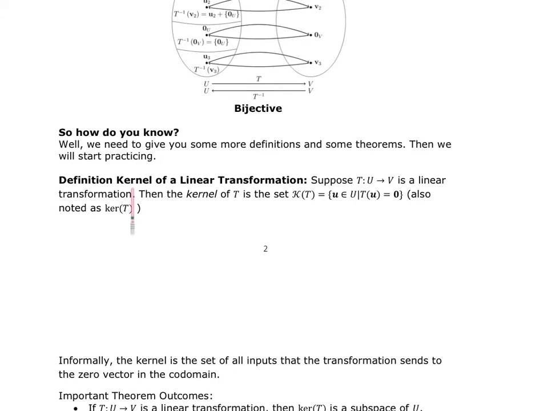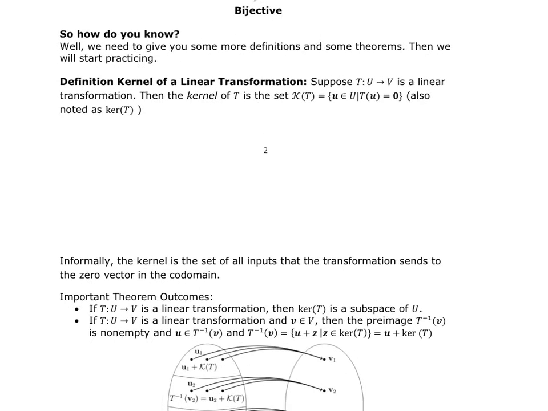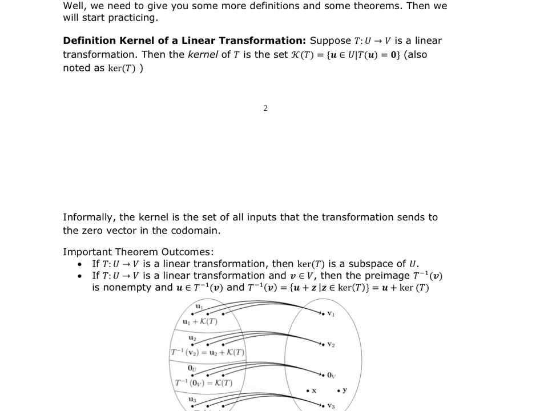So we're going to define what the kernel of a linear transformation is. The kernel is the set of elements in U, so the set of elements in my domain, that get mapped to the zero vector in my codomain. In other words, it is all of the inputs that are being sent to the zero vector.